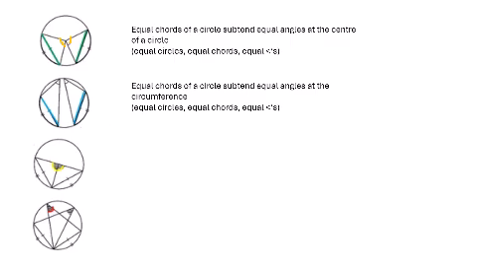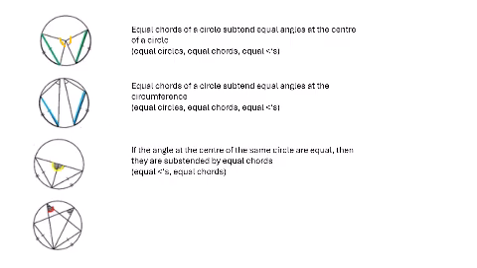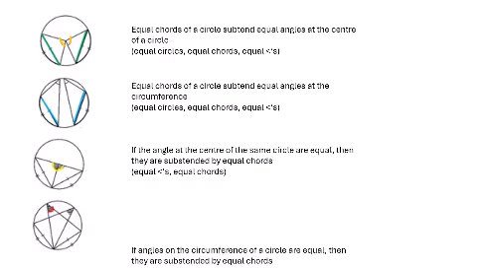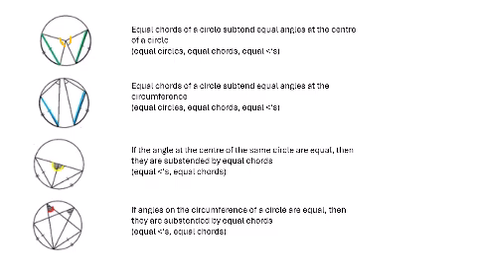The next one is, if the angles at the center of a circle or of the same circle are equal, then they are subtended by equal chords. And the reason: equal angles, equal chords. And the last one, if the angles on the circumference of a circle are equal, then they are subtended by equal chords. And the reason here you can give is equal angles will subtend equal chords. So equal angle, equal chord.